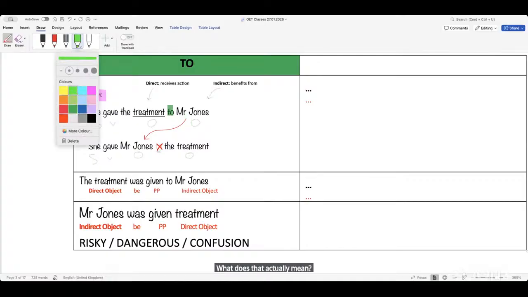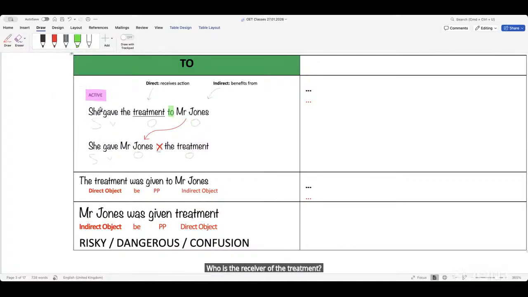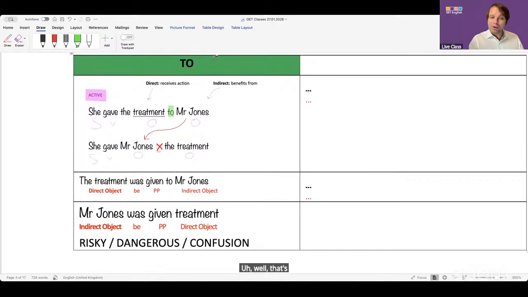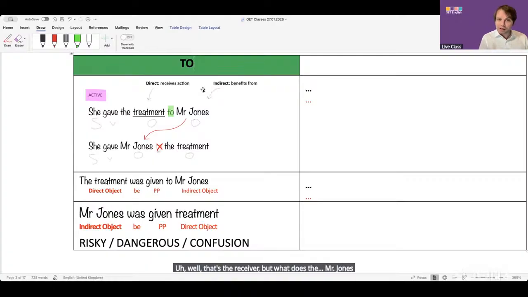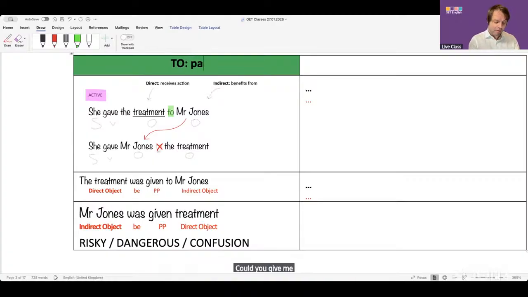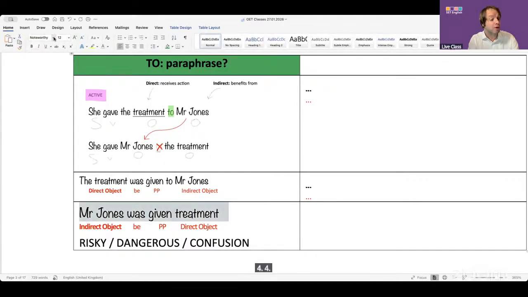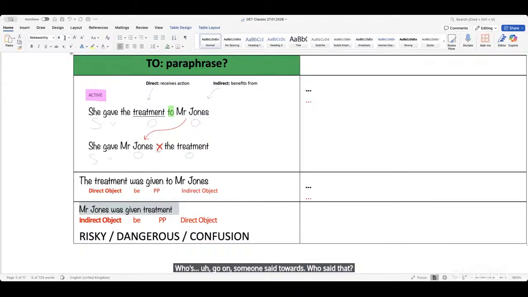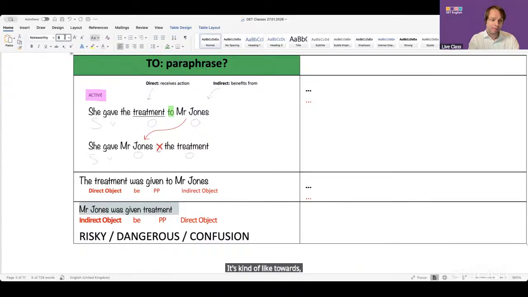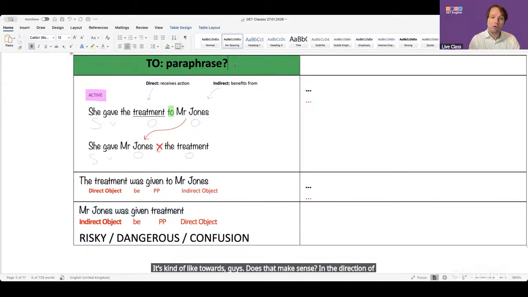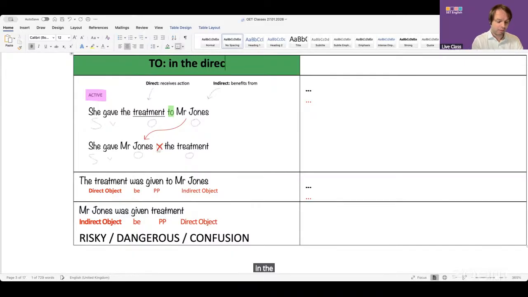Who is the receiver of the treatment? That we have someone who takes it. Well, that's the receiver, but what does "to" mean? Mr. Jones is the receiver. Could you give me a paraphrase for the meaning of "to" in these sentences? Do you know what I mean? For. Who said, go on. Someone said towards. Who said that? Towards. It's kind of like towards, guys. Does that make sense? In the direction of.